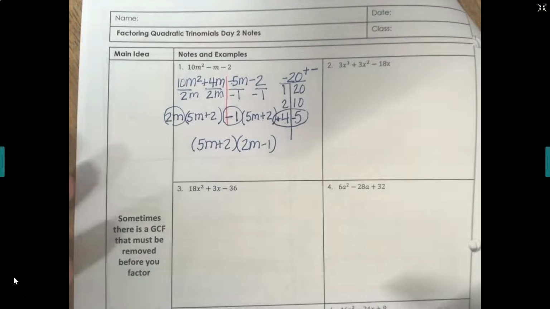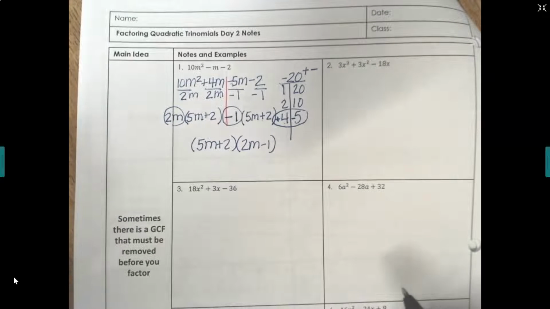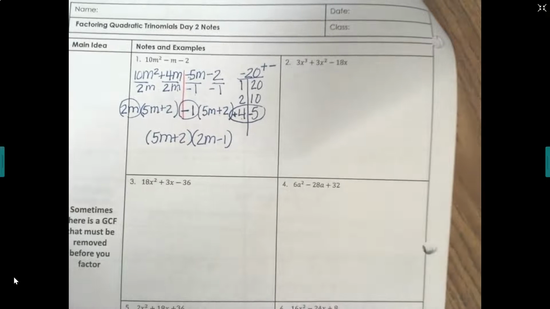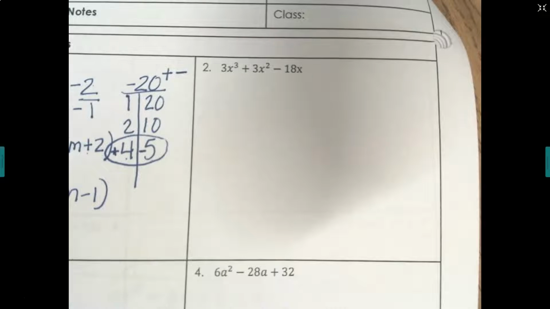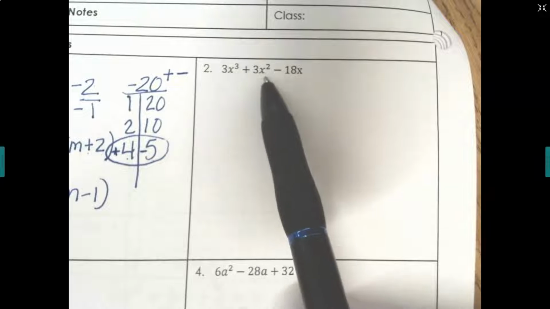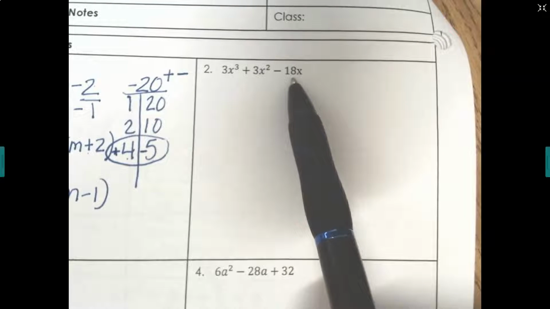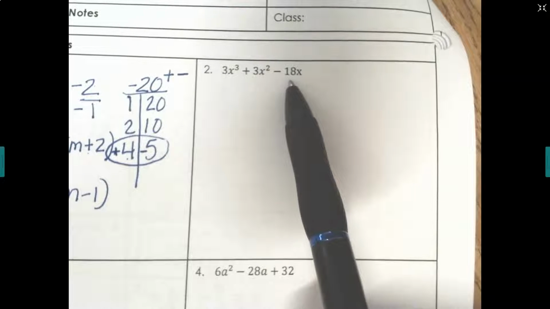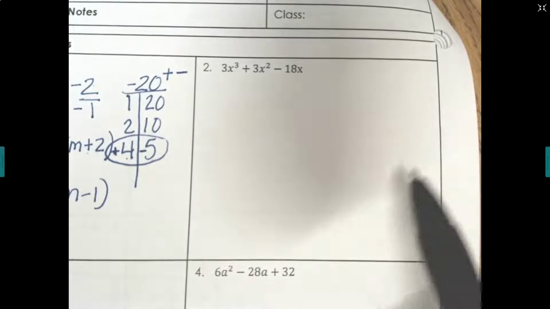Okay, but sometimes before we even begin to factor, there's a GCF that has to come out before we even multiply a times c. So let's take a look at number 2. When I look at number 2, first I notice this isn't a quadratic because it goes to the third. So when I look again, I notice all of the terms have an x. So they're sharing something in common before we begin. We need to pull out a GCF.